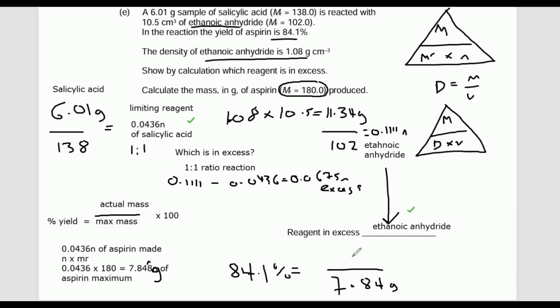Okay. So X is my unknown actual mass. What do I need to do? Well, I've got times 100 there. Divide both sides of the equal sign by 100, and I'll end up with 0.841 times 7.84. And that is going to give me X. So I end up with 6.60 grams. Now, it might be like 6.58 on the mark scheme or whatever, but, you know, the method's all correct here. So, boom, well done.